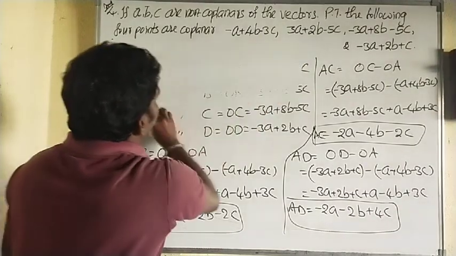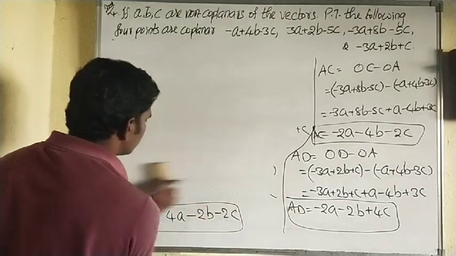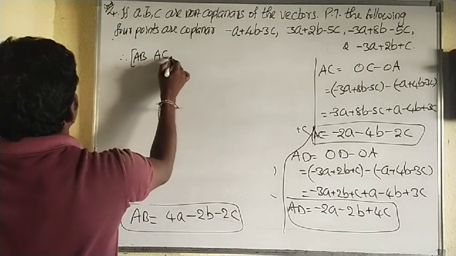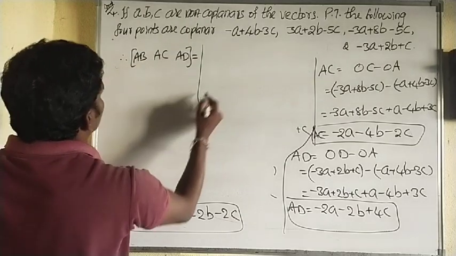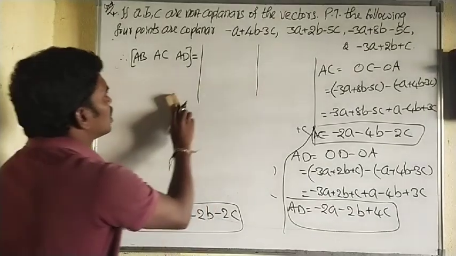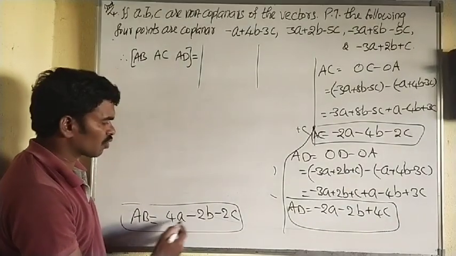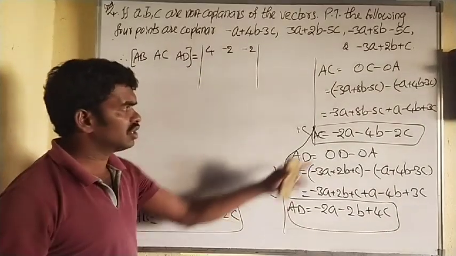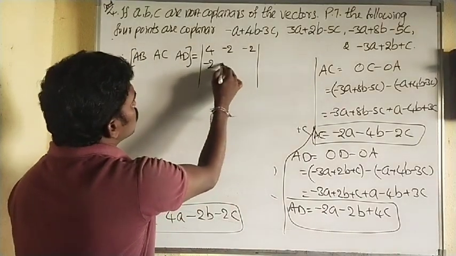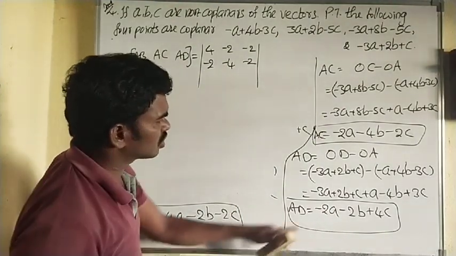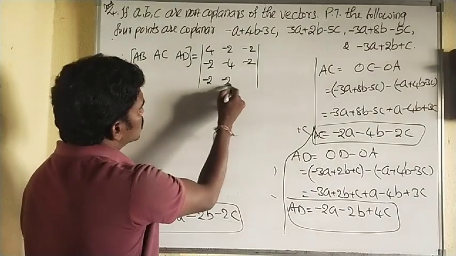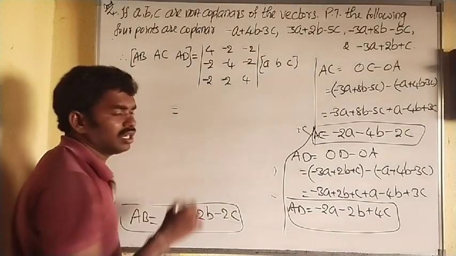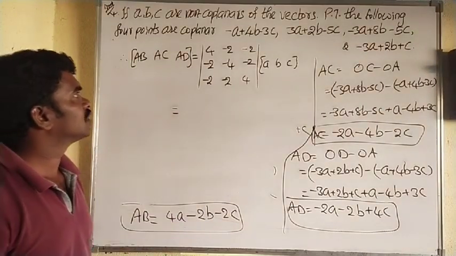Next, I am going to find it. Therefore, box AB, AC, AD is equal to the determinant. What are the coefficients? For the first, a coefficient 4, b coefficient minus 2, c coefficient minus 2. So 4, minus 2, minus 2. Next, the second, AC: minus 2, 4, minus 2. Next, the third: minus 2, minus 2, 4. So into small a, small b, small c, because the vectors are in the form of a, b, c.